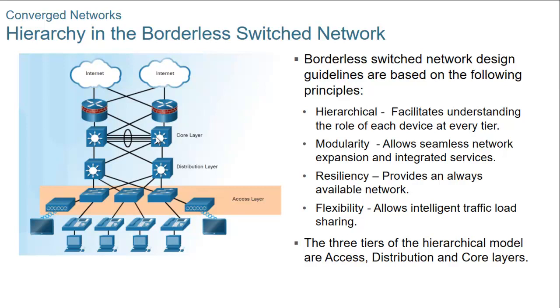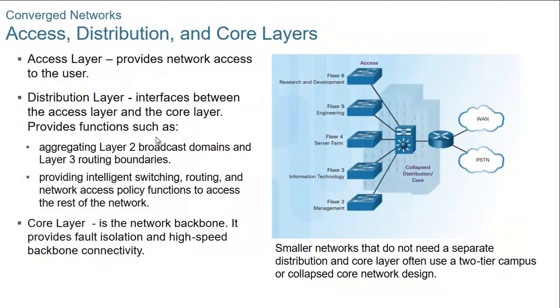The three tiers, as you know, are the core layer, distribution layer, and access layer. The access layer provides network access to users. The distribution layer interfaces between the access layer and the core layer, and it provides functions such as aggregating layer 2 broadcast domains and layer 3 routing boundaries. It provides intelligent switching, routing, and network access policy functions to access the rest of the network. The core layer is the network backbone. It provides fault isolation and high-speed backbone connectivity.